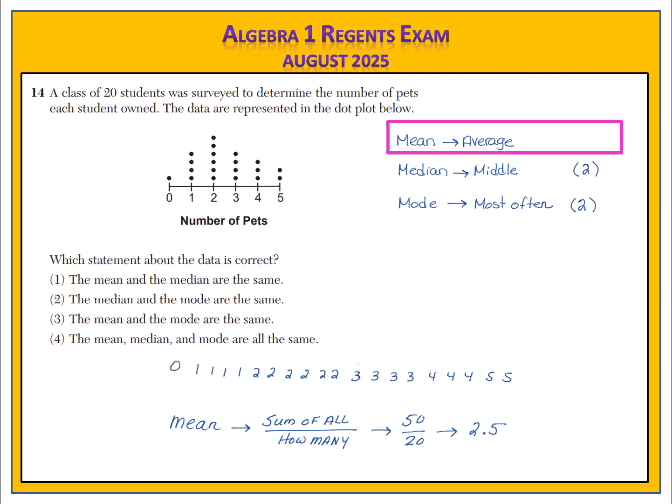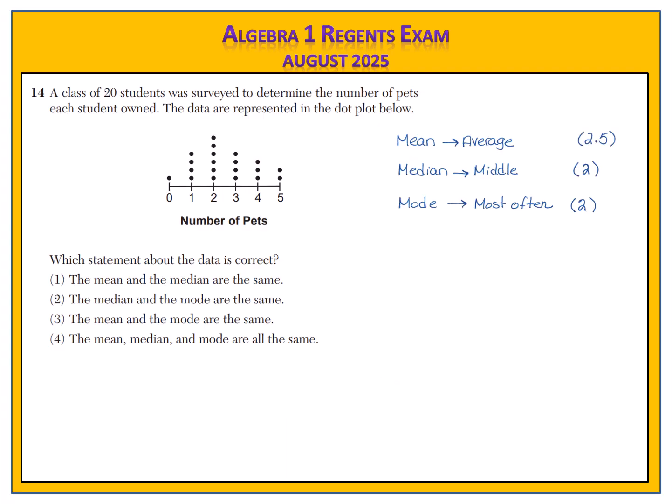50 divided by 20 gives me an average, or a mean, of 2.5. Looking at the choices, the mean is different than the median and the mode. The median and the mode are the same, which is choice 2.